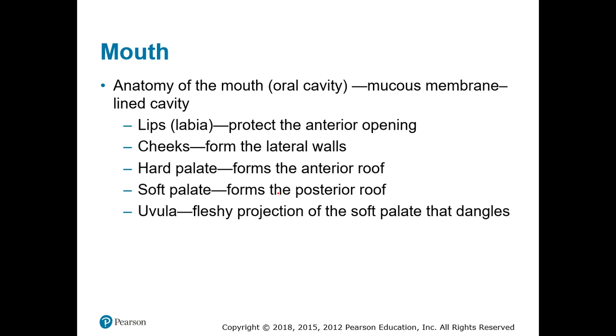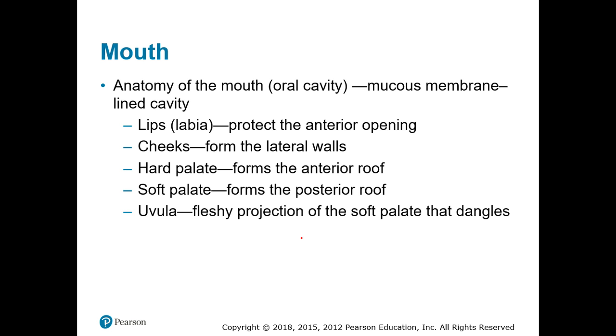Now, when we get into the anatomy of the digestive system, we're going to first focus on the mouth, pharynx, esophagus, and stomach today. So for the mouth, this is known as the oral cavity, and it's a mucous membrane lined cavity. You have your lips. These are also known as your labia. These protect the anterior opening of your mouth. You have your cheeks. These form your lateral walls.